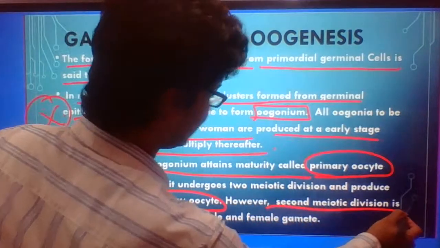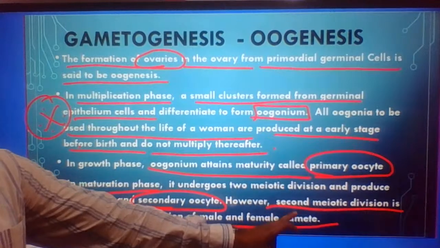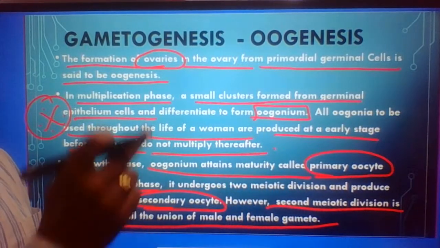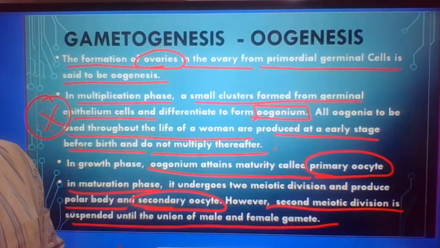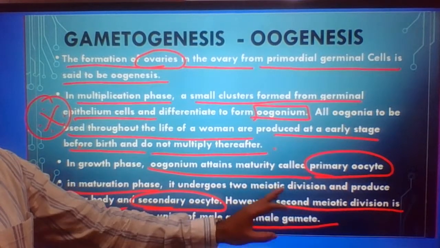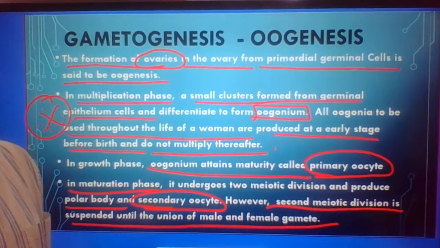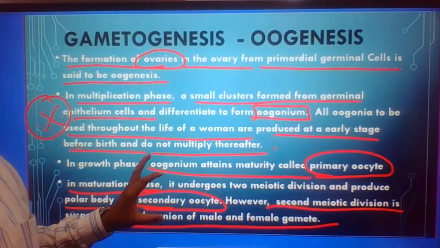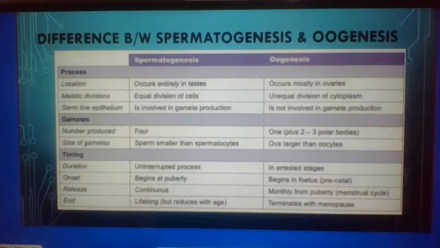However, the second meiotic division is suspended until the union of the male and female gametes. It stays on pause until a sperm fuses, and only then is the second meiotic division completed and it becomes a fertilized egg. Until then it remains suspended as a secondary oocyte. So it will not proceed further, and the oogenesis process will not come to an end. If you understand this, it will be easy to answer any type of question on oogenesis and gametogenesis. Now the next part, difference.